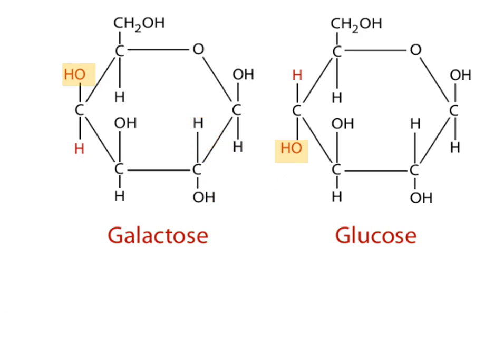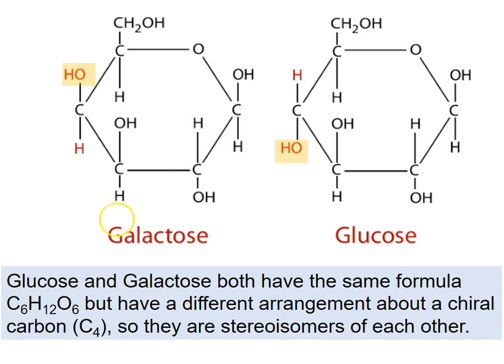Glucose and galactose both have the same formula, C6H12O6, but have a different arrangement about chiral carbon 4. So 1, 2, 3, 4. Glucose has the oxygen down. You'll see this in the data booklet. Galactose, and you should write this in the data booklet, galactose has the OH up. Otherwise, the ones I've picked, the OH here are both up.